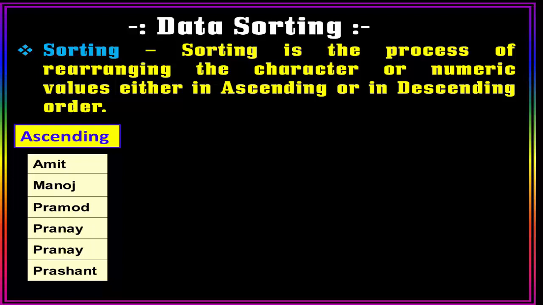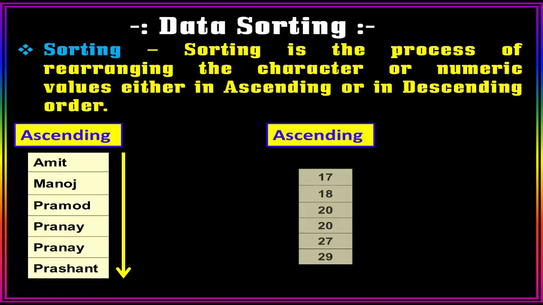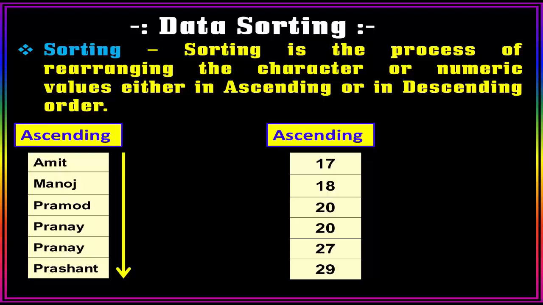All the names are arranged in ascending order, means those names which are starting from the alphabet A have come first, then those names which are starting from the alphabet B, then C, then D, like that. Here in this example, all the numbers are arranged in ascending order: 17, then 18, then 20, two 20s are there, then 27, 29. All the numbers are arranged in ascending or increasing order.